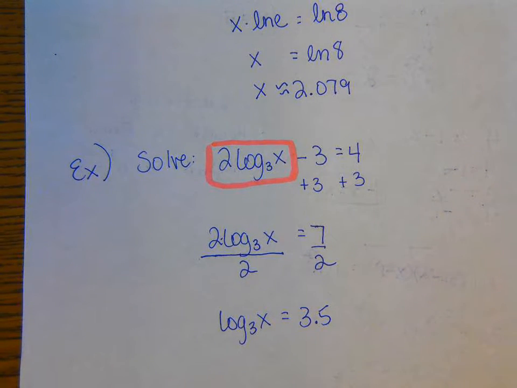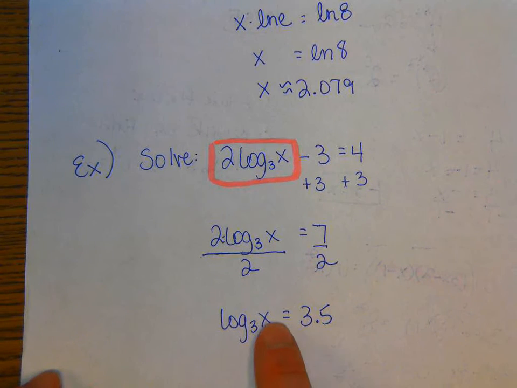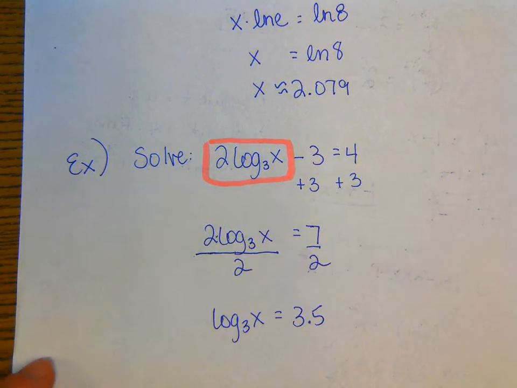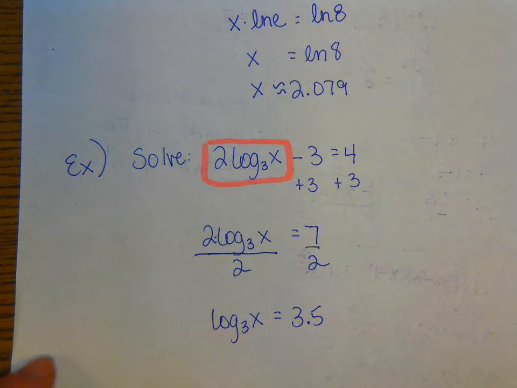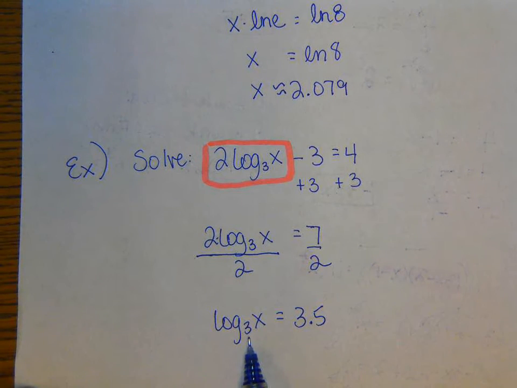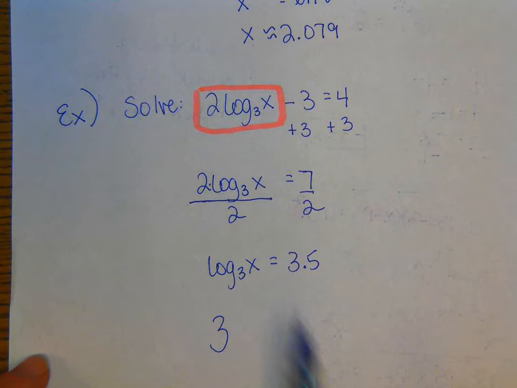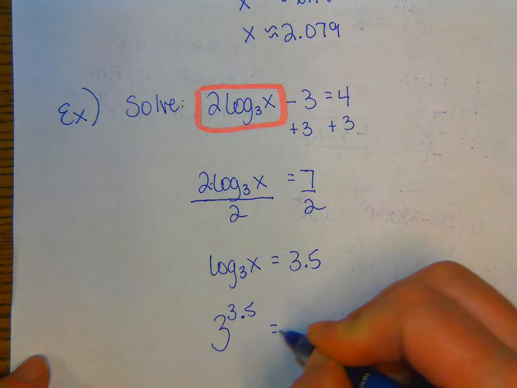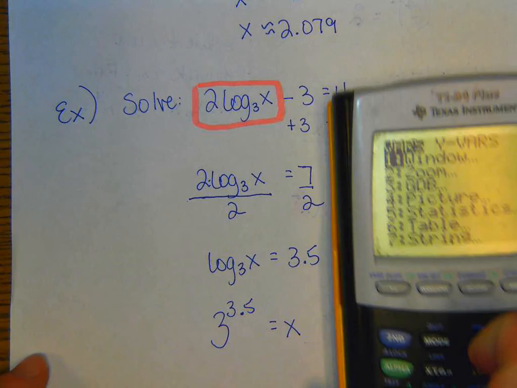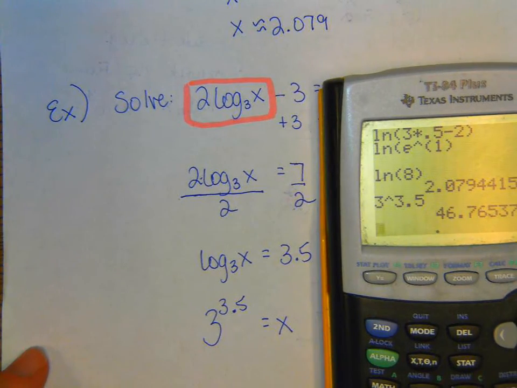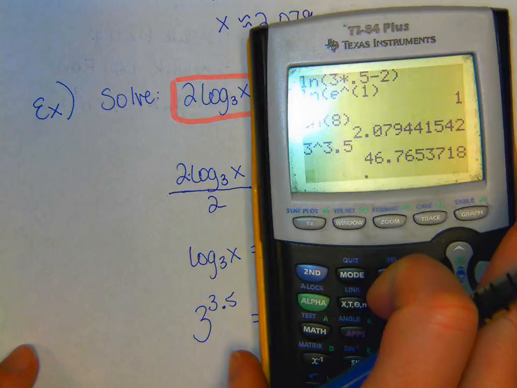Once we have our logarithm isolated, and there could be something else in here, like x plus 7 or x plus 8, it doesn't have to just be an x. Anytime I want to get rid of a log, I'm going to rewrite it in exponential form. And so again, from a couple days ago, we do that by taking our base, so our base is 3. The exponent is on the other side of the equal sign, and that is what is equal to x. So we go ahead then and raise 3 to the 3.5 power, and we get x is approximately 46.765.